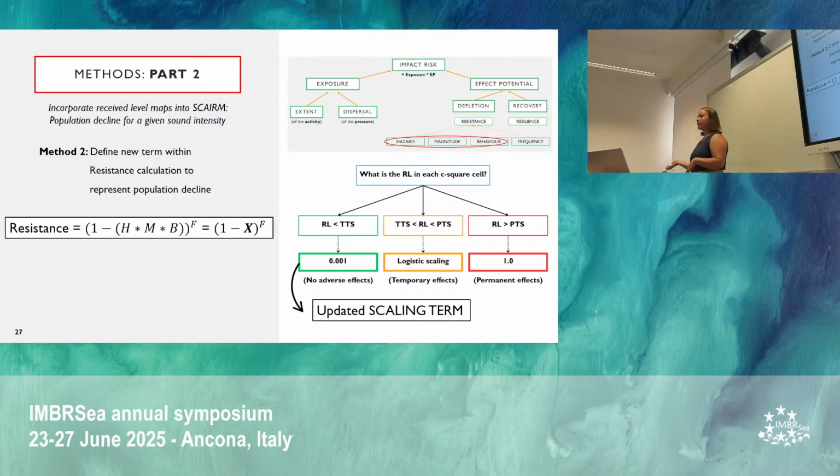The second method was to replace this hazard magnitude behavior term with a new, more biologically relevant scaling function. Similarly to magnitude classification, if the received level was below the temporary threshold or above the permanent threshold, the scaling term was very low and very high respectively. But the in-between values were logistically scaled to represent a smoother transition of population decline with respect to the given received level.